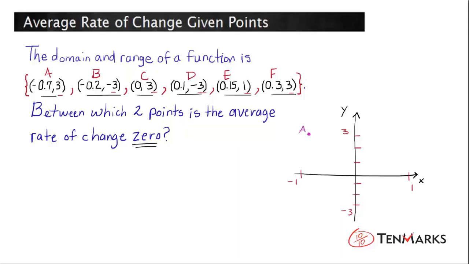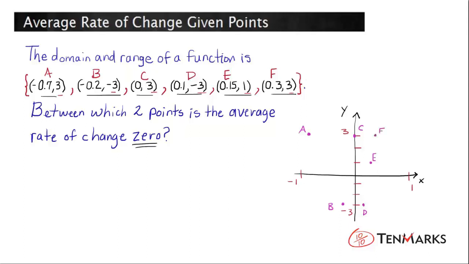Let's go to negative 2/10 and negative 3. So roughly here and down is going to be our point B. If we go to the next one, 0, 3, that looks like it's about right here, and that'll be our C. D is going to be a positive 1/10 and negative 3. We have E at 15/100, so not much further over, and up 1. And then we have F at 3/10 and 3, so we're back up here.